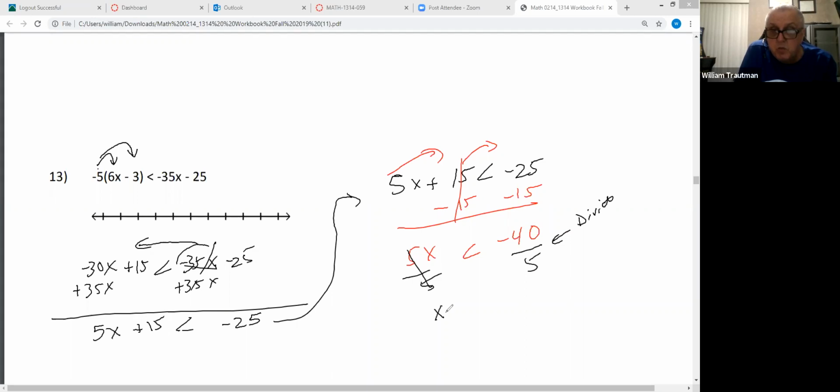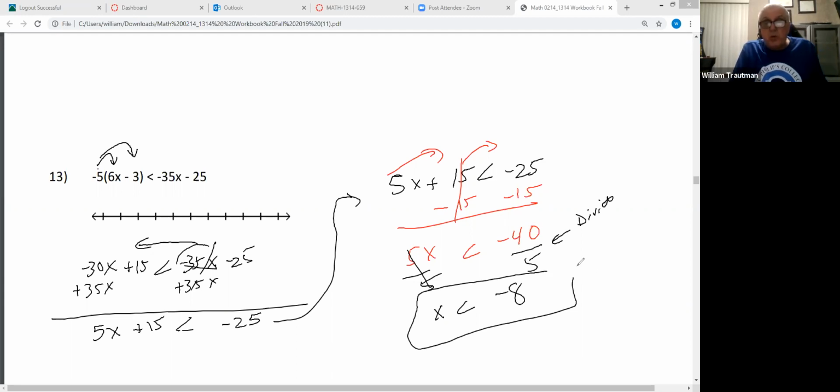5 divided by 5 is 1x. -40 divided by 5 is -8. We divided by a positive, so the arrow does not change direction. So x is less than -8. You can call any of these dots -8. Less than -8 is that way. X is less than -8.